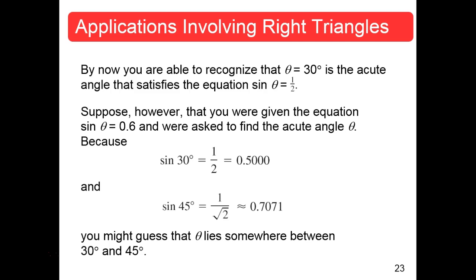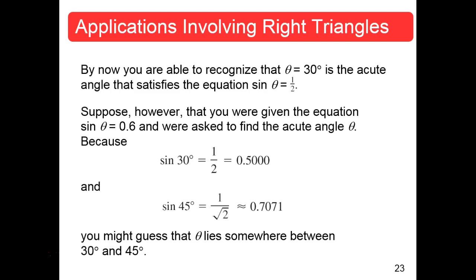This isn't quite how you would do it, but this is how you could estimate it. You know that the sine of 30 is 1/2. We just did that. That's 0.5. Sine of 45 is 1 over root 2, which happens to be 0.707. Okay? So you know that the angle that gives you a 0.6 is something in between these two angles.